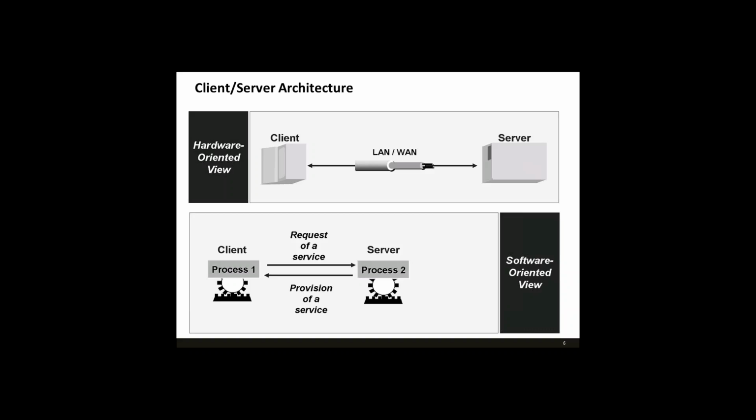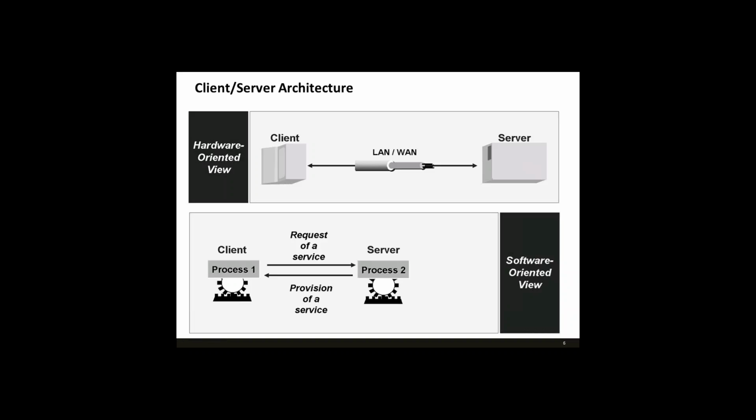This is on a hardware level. So what is the software level? You are looking at the things. The client will send a request, process 1 will send a request of service to the server. The server will process it and provision the service. It will give the front end request. Whatever process or request came from the client system, it will process it and give the output to the customer or client system on a laptop, desktop, or a mobile or smartphone. That's a software oriented view.